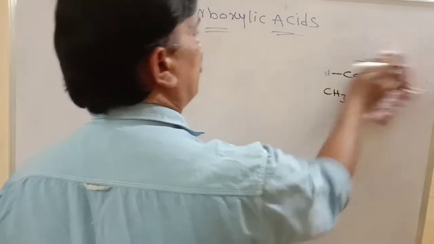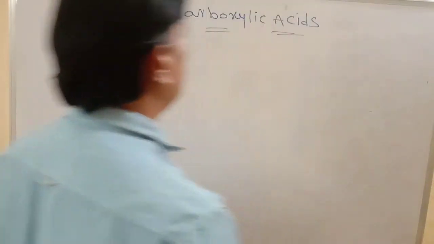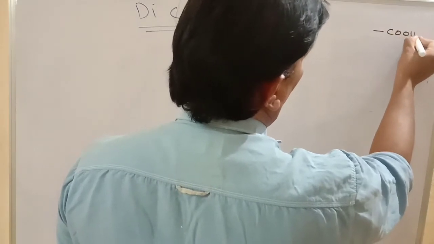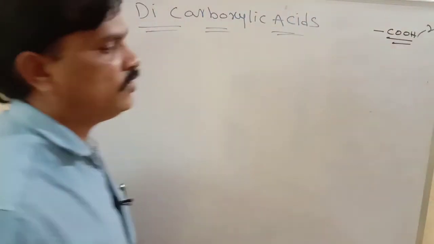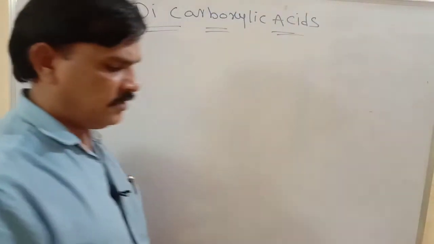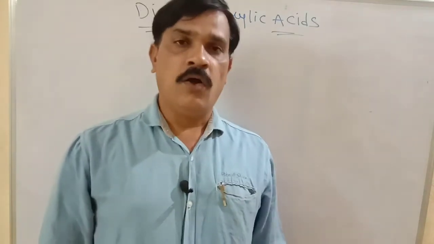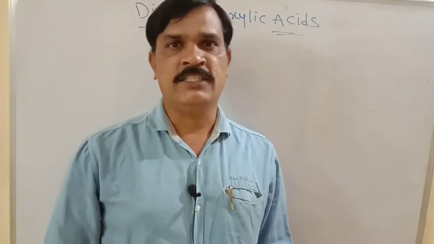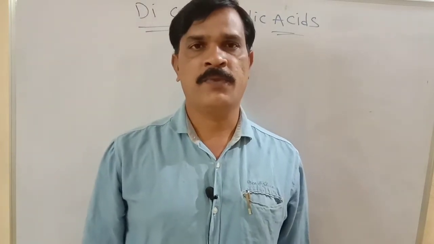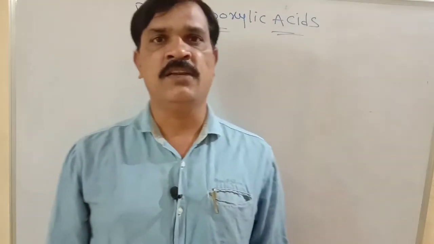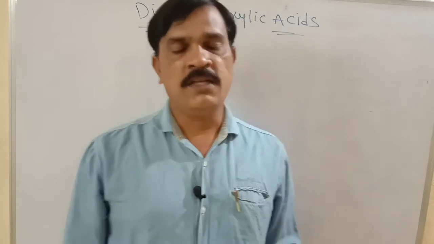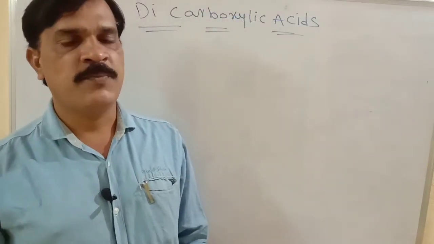But dicarboxylic acids are those acids having two COOH groups. So they are known as dicarboxylic acids. But how to remember all these dicarboxylic acids for competitive exams, NEET, JEE Mains and others? Please follow my trick. One single word is useful to identify all the dicarboxylic acids.